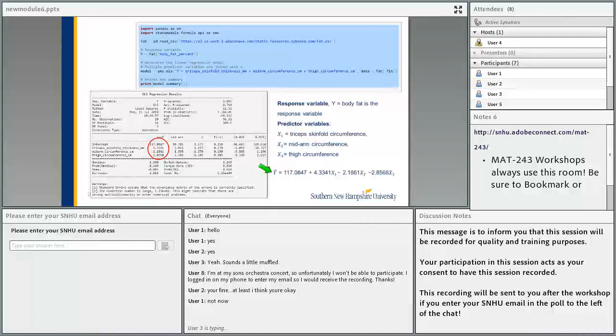So based off of these values, you can create your y hat, which is your expected value of y. So if I plug in the values, the first one is the intercept, 117.08. And then the other coefficients are 4.33, then 2.18, and negative 2.85.